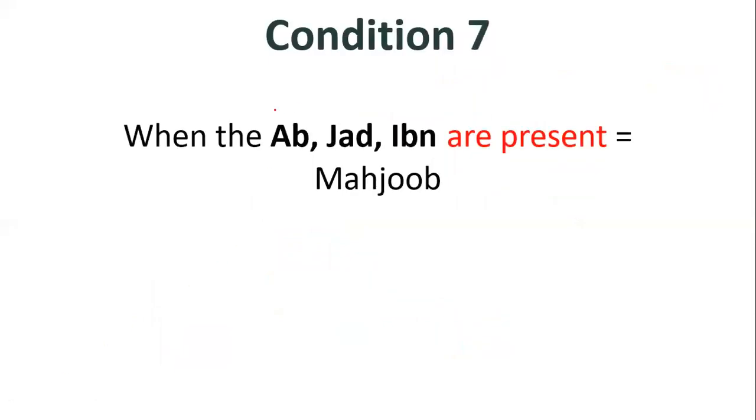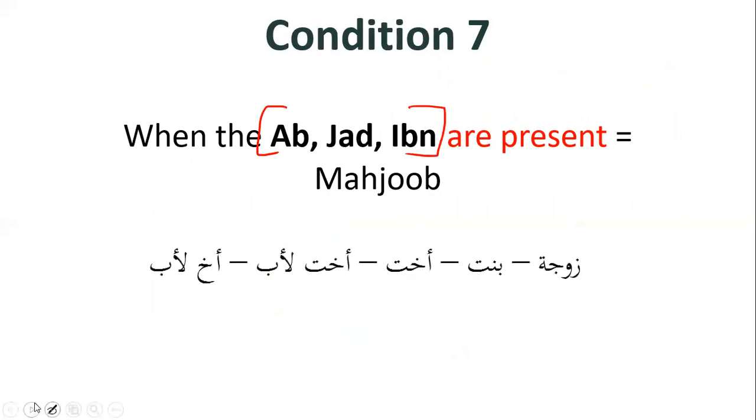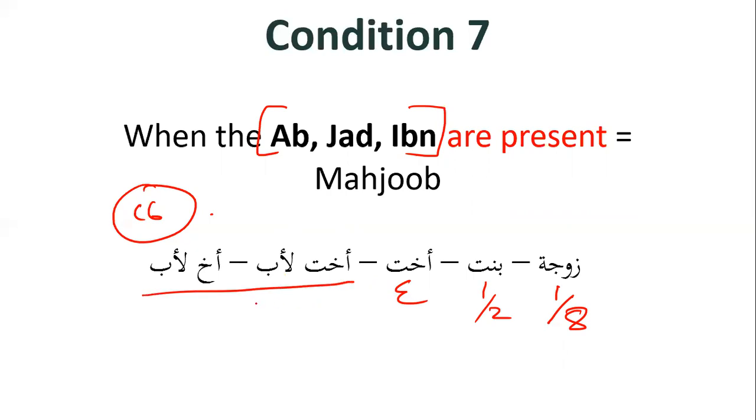Condition number 7, very simply: when the ab, jad, ibn are present, then the ukht li abin becomes mahjub. Over here, I think I've given an example for condition number 6. I think I'm getting my slides a bit mixed up. Nonetheless, let's work through this, inshallah. So we have zawja who will get 1/8, bint who will get a half, ukht become asaba. Now over here, ukht li abin, akh li abin, as we said, will become mahjub according to condition number 6.